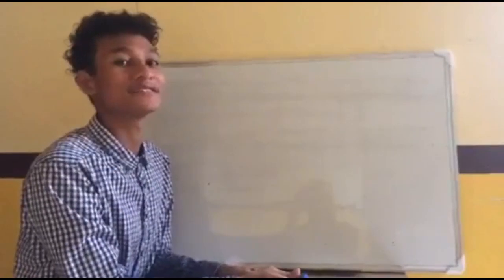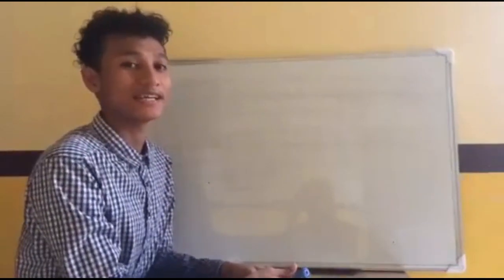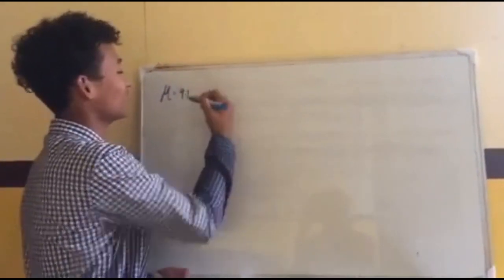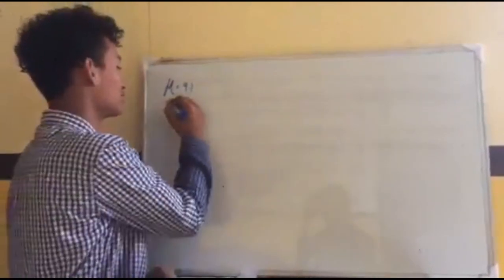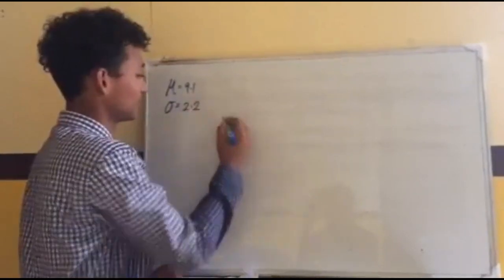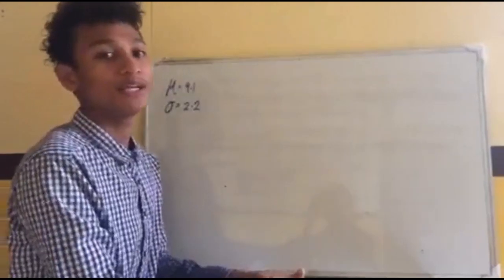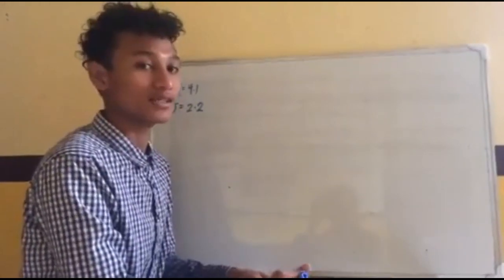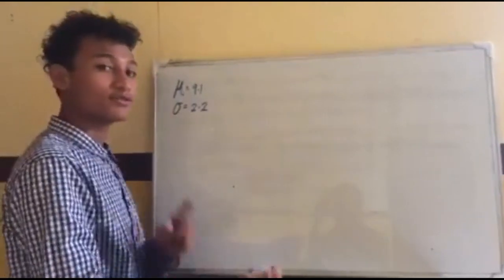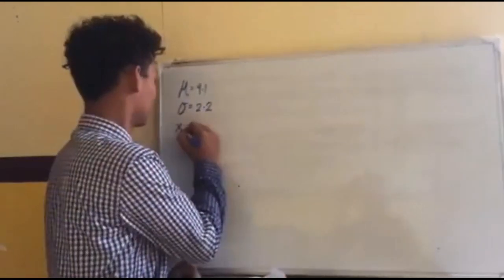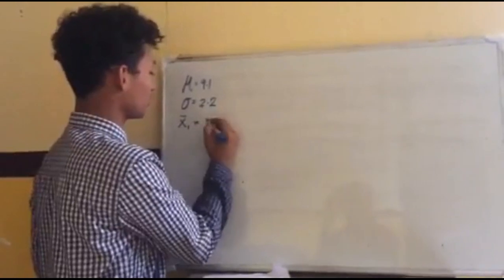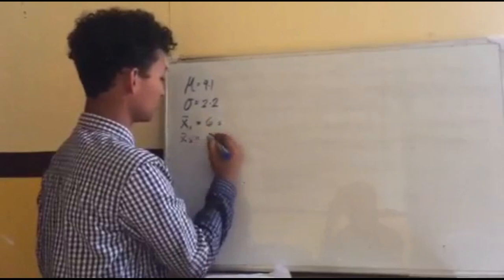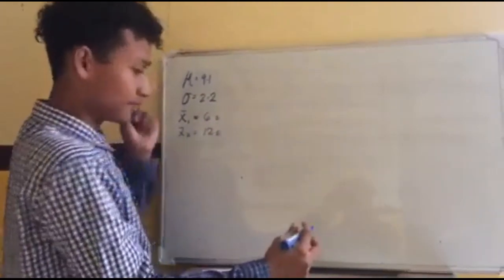So now, we can start solving. But first, let us identify the given. Now we have a mean mu equal to 9.1 and a standard deviation of 2.2. Now, we're going to find the probability that a randomly chosen 8-week-old baby smiles between 6 to 12 seconds. So, we have the 2 sample values: sample value 1 is equal to 6 seconds, and sample value 2 is equal to 12 seconds.